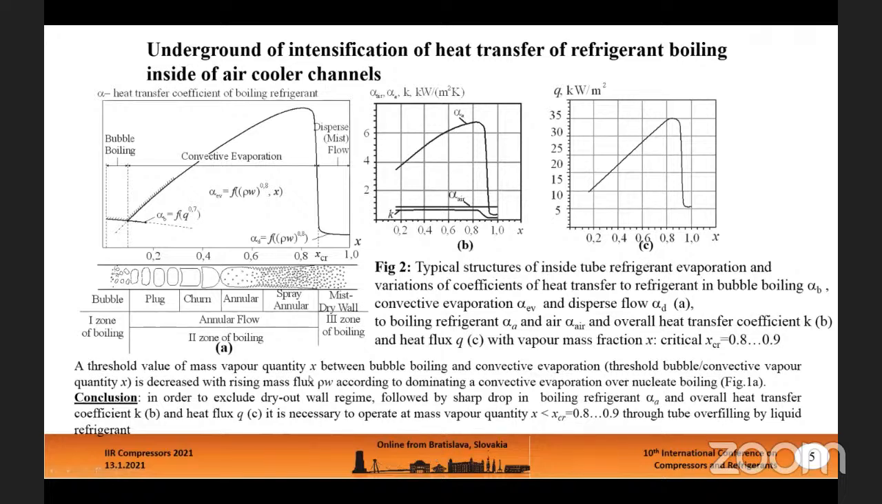In order to exclude the dry out wall regime, followed by a sharp drop in boiling refrigerant and overall heat transfer coefficient, and heat flux as a result, it's necessary to operate at a mass vapor quantity less than the critical value, through tube overfilling by liquid refrigerant.